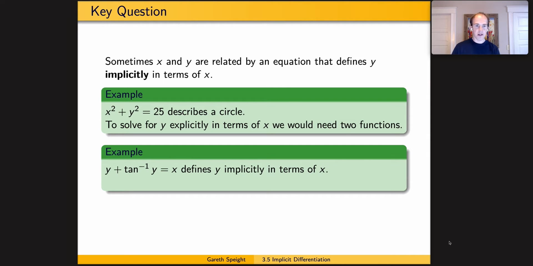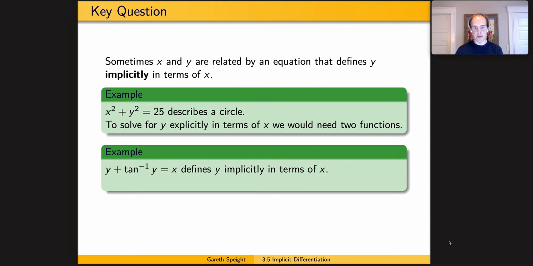Here is another one that's even more unpleasant. If we look at y plus arctan y equals x, then this also defines y implicitly in terms of x, right? If I have a particular value of x that I plug into that equation, then I have a constraint on what y values I can pick, right? I can't just pick any y values. They have to satisfy this equation. For instance, if x equals 0, then y plus arctan y equals 0. Well, one solution would be, say, y equals 0.